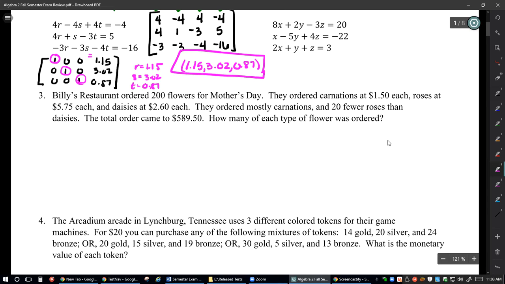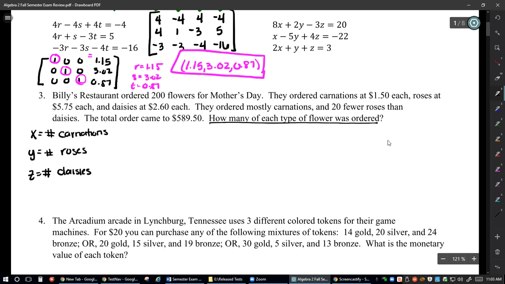So first, we need to define our variables. Since it doesn't tell us what variables to use, we need to make them up ourselves. So how many of each type of flower was ordered, that tells us what our variables are going to be. So X, Y, and Z are going to all be the number of a certain type of flower. How many did we order? So we're just going to call X the number of carnations. That's one type of flower. We'll call Y the number of roses, and we'll call Z the number of daisies. And now the first thing I like to look for is totals of things.